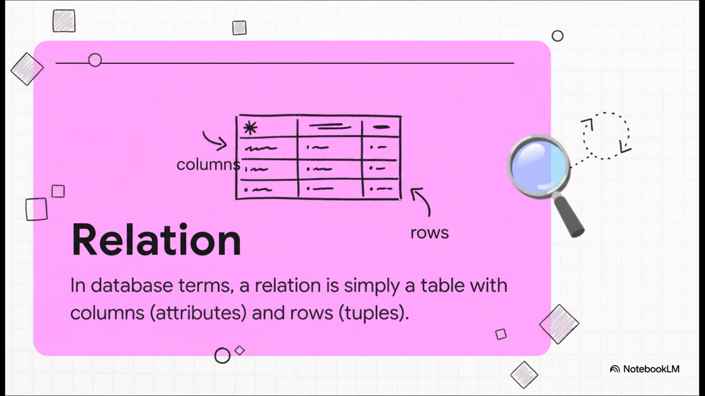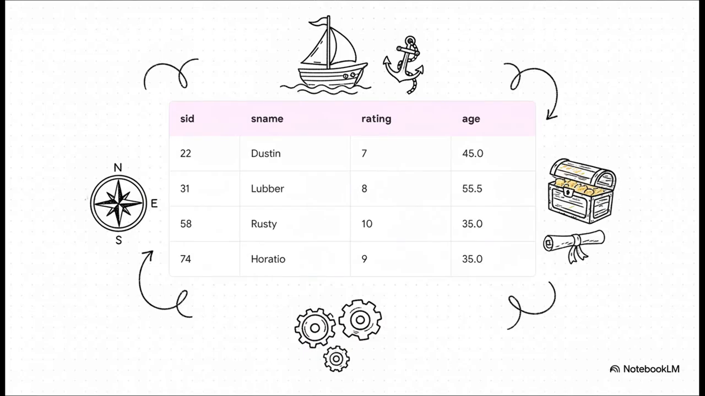The columns, we call those attributes. And the rows, those are called tuples. That's it. A relation is our basic piece of clay. So, throughout this whole thing, this is going to be our go-to example, the sailors relation. It's super simple. It's got 4 attributes, a unique ID for each sailor, their name, a skill rating, and their age. We're going to use this simple little table to ask some surprisingly powerful questions.